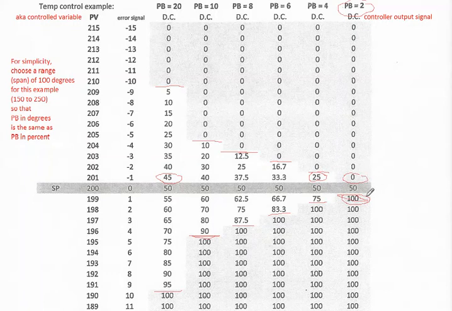0% is off and 100% is fully on. So this is just back to on-off control. Above the set point, you turn off. Below the set point, you turn on. And that is what happens. If you crank up the gain too high, you're really hitting on-off operation, and it will oscillate.